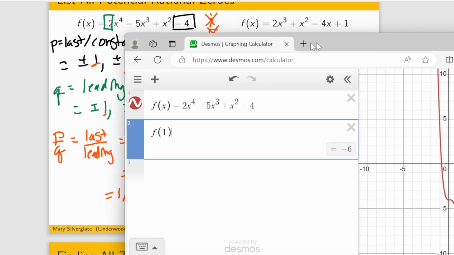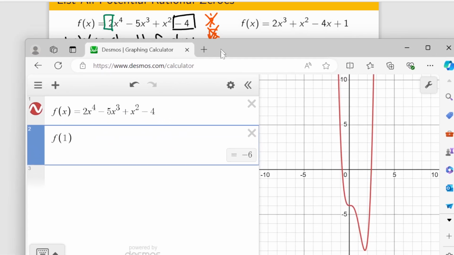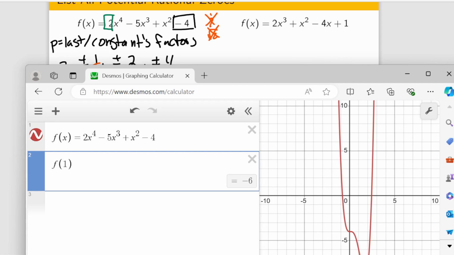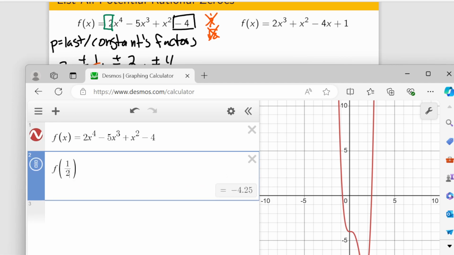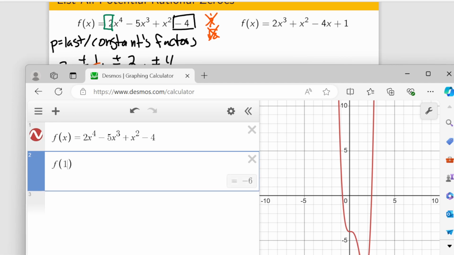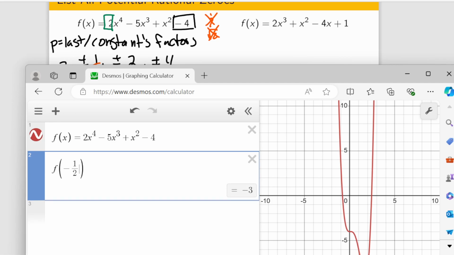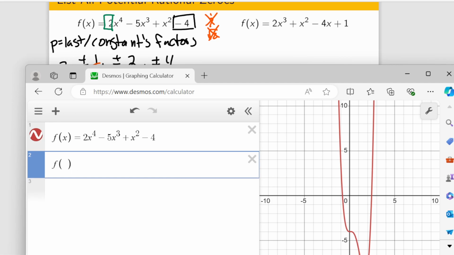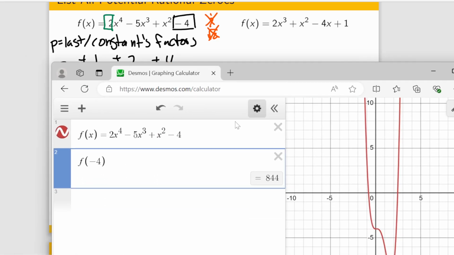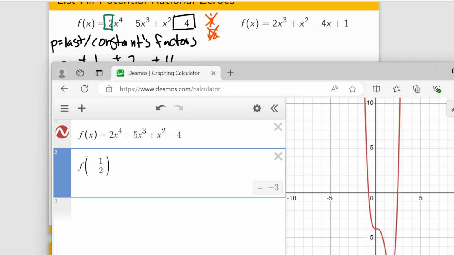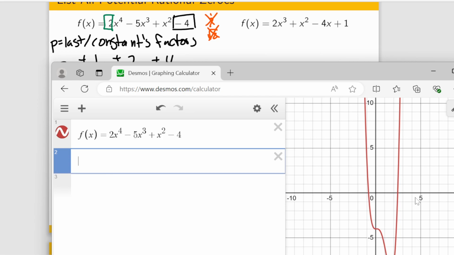So you would plug in f of 1, for example. That would get you -6, not a factor. Then you try -1. That's 4, not a factor. Then you try a half. -4.25, not a factor. Then you try -1/2. -3, not a factor. Then you try 2. -8, not a factor. Then you try -2. 72, not a factor. Then you try 4. 204, not a factor. Then you try -4. 844, not a factor. And I think I forgot -1/2. Yep. So none of those were nice rational factors.